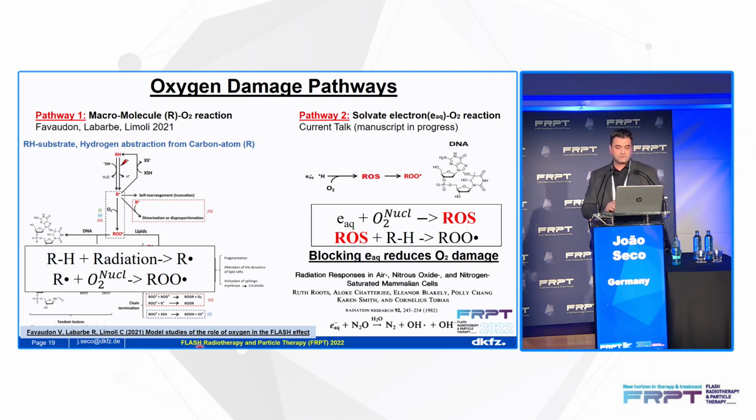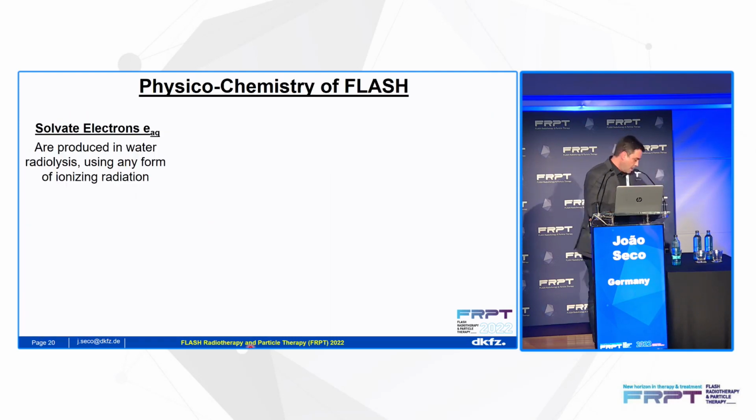So I also want to give credit to some experiments that were done more than 50 years ago, like this one, Ruth Roots, that showed the importance of the solvated electrons in these experiments. So you can block the solvated electrons by using nitrous oxide, N2O. And in this case, what they showed is that you get a much lower response. And so the survival was increased, of course, because you're blocking oxygen damage. Okay, so the solvated electron for me is one of the most important elements for the oxygen. I want to spend a second with that.